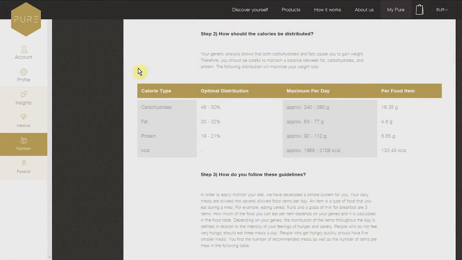Now this here is, just for your information, a typical food item. So one food item would be 133 kilocalories for you. Again, this is different for other people. It should be 16 grams of carbohydrates, 4.6 grams of fat, and 6.6 grams of protein. And this is one food item.